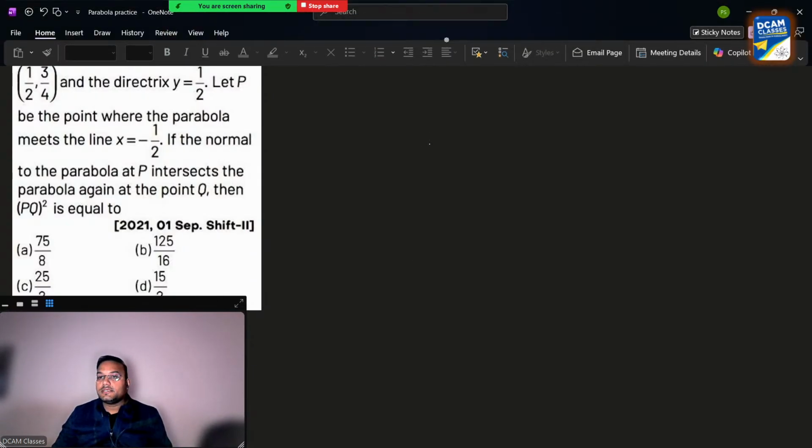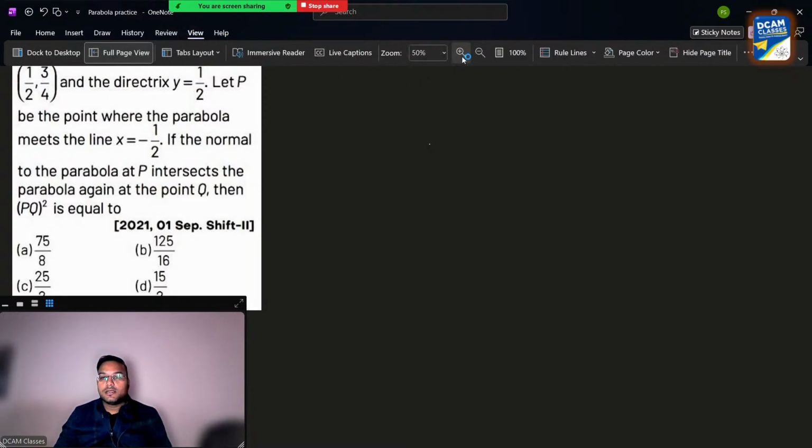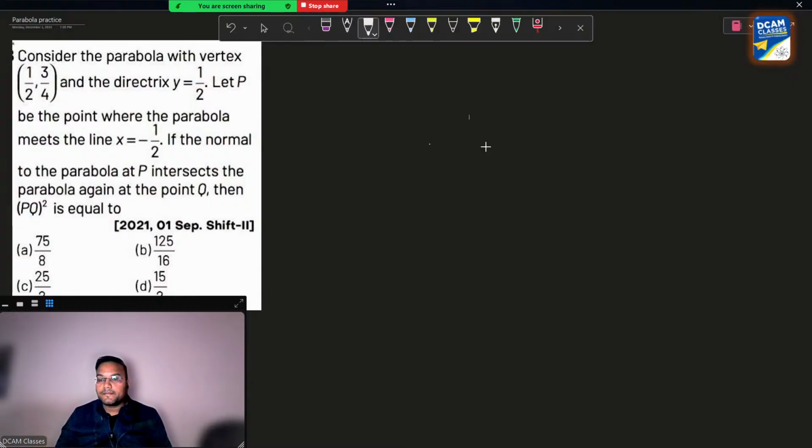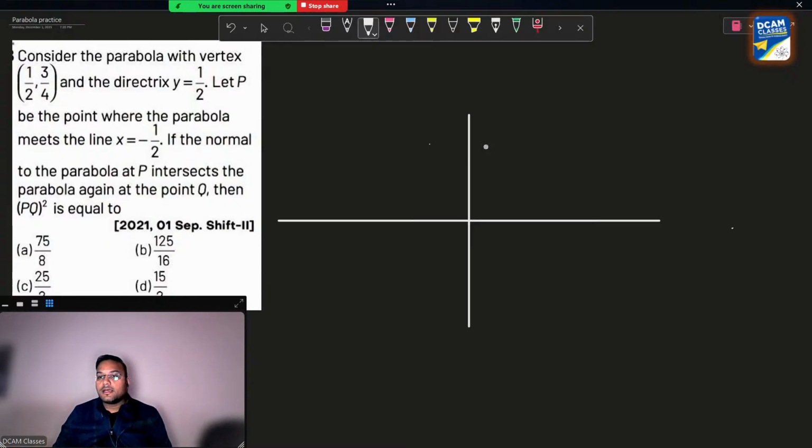So according to this, our parabola should be... let me draw it very quickly. So our directrix was here, y is equal to half, and our parabola is like this. This we have found. This is our vertex, and the point of the vertex is 1 by 2 comma 3 by 4, and we know this distance is equal to a, and this distance is actually equal to half.